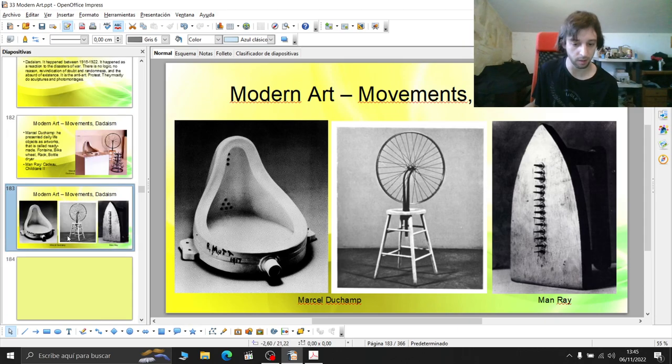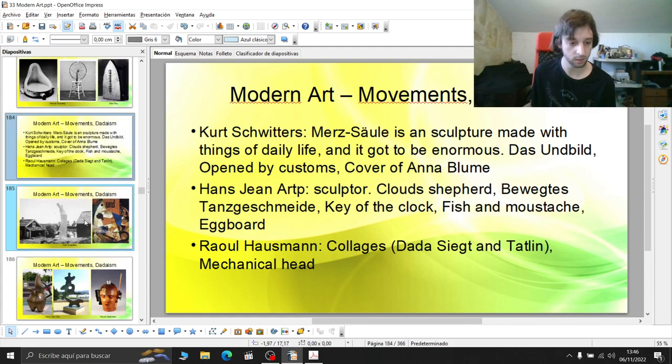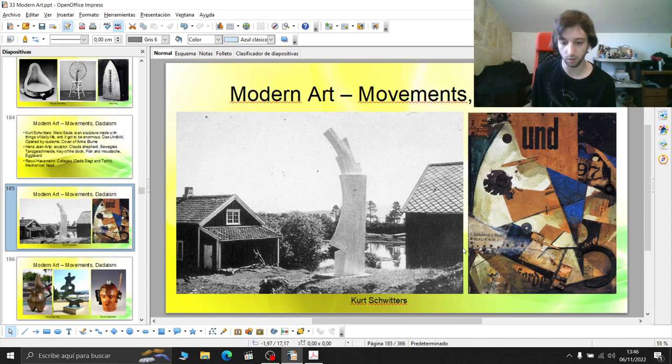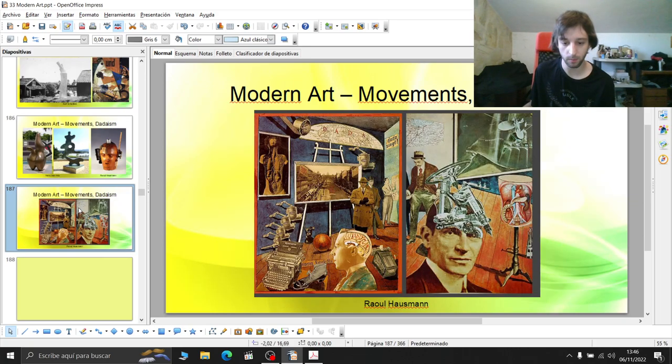This is an example of Man Ray. Kurt Schwitters, Merzbau, a sculpture made with things of daily life, and it got to be enormous. Johannes Baader and Raoul Hausmann, who made collage. Here you see Kurt Schwitters, Jan Hans Arp, and Raoul Hausmann.